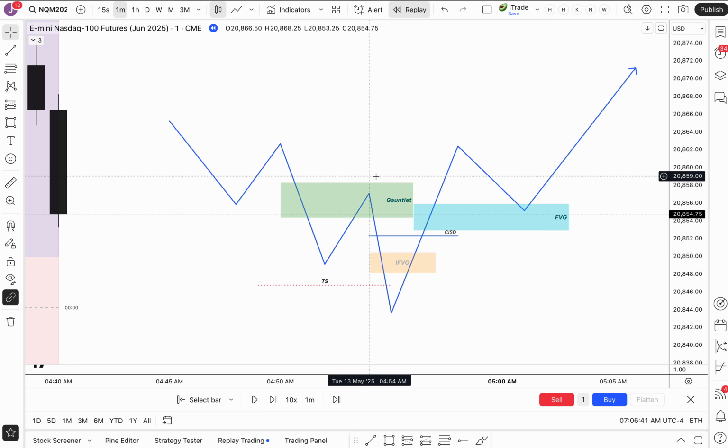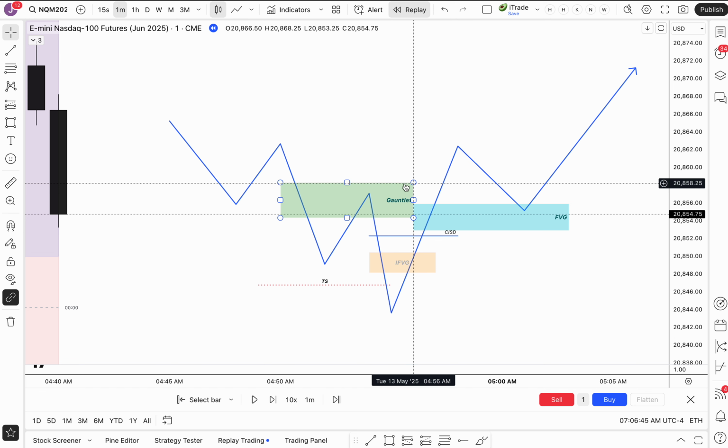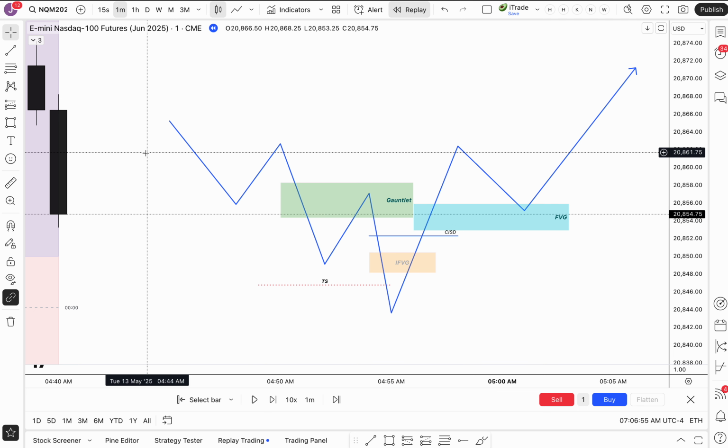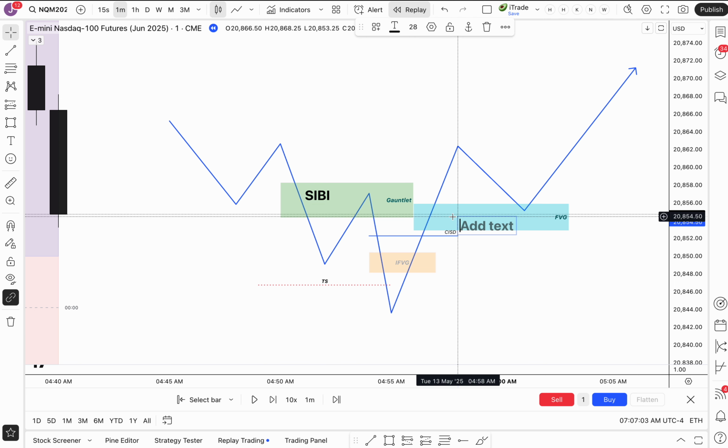But essentially, this is the Gauntlet gap, and this is where you want to enter, or you can enter on the close above or whatever. There's multiple ways to enter that. But essentially, you want to have this as the SIBI, this as the BPR, and it's reversed for shorts.